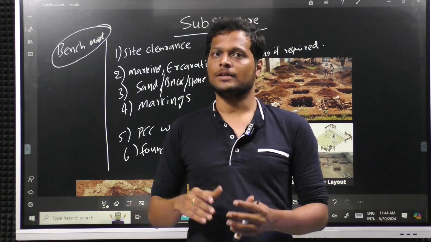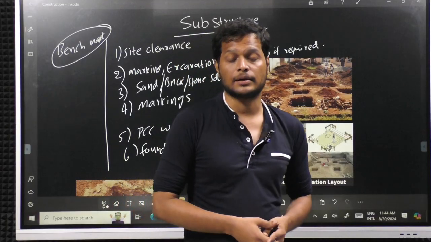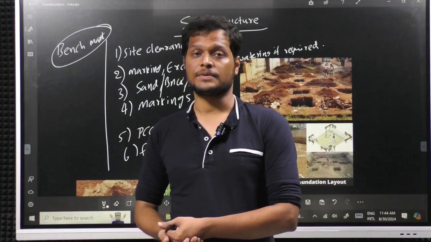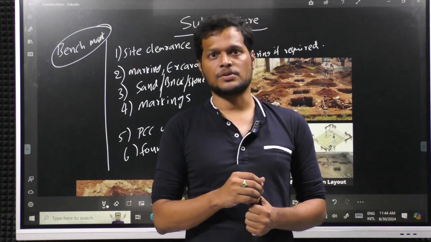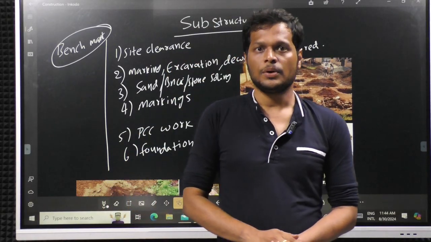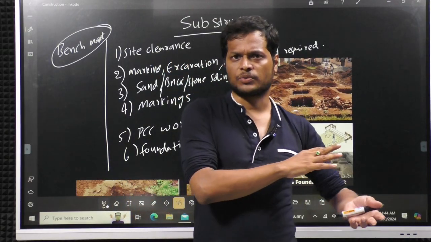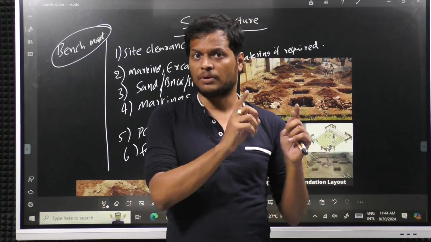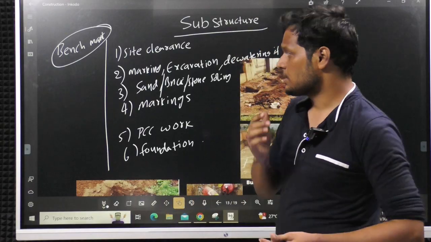Hi students, in the previous class we have seen building components as well as types of buildings. Next topic in construction execution is substructure, which is from foundation to plinth level. In substructure execution I will be telling what tools we use. Apart from that, heavy equipment I covered in a separate chapter, so you can see that in the construction equipment chapter.